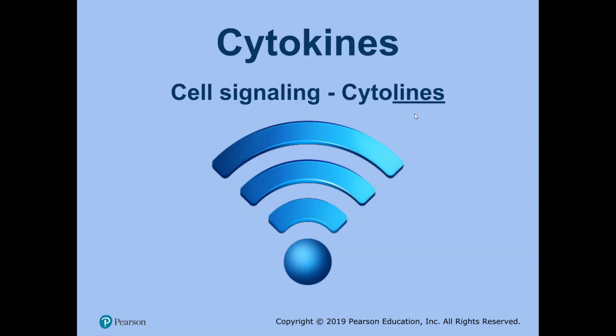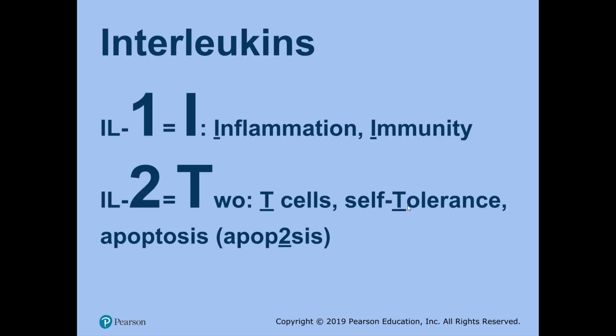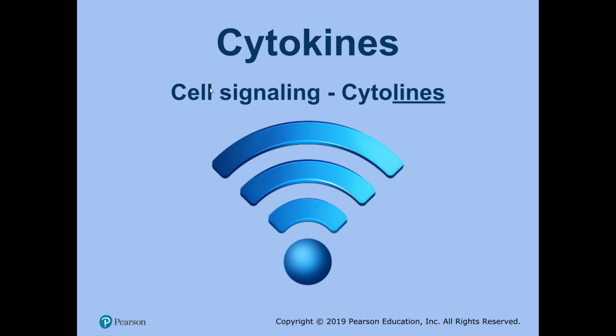The other topic I want to go over is cytokines. Cytokines are released by cells, and they send signals to other cells. How I remember it is they signal other cells, so I think of a cell signal, and I think of these as the lines, so they're the cytolines instead of cytokines. So when you see cytokines, think of cytolines, and then think of the lines in the cell signal. At least that's how I remember it.